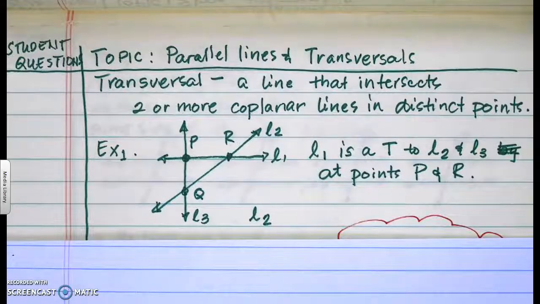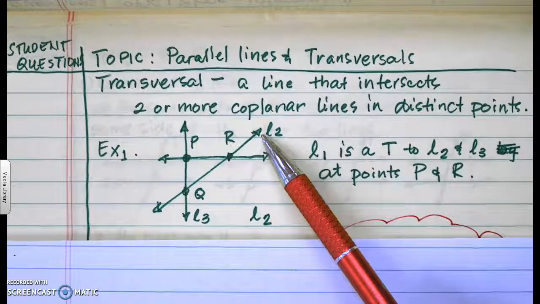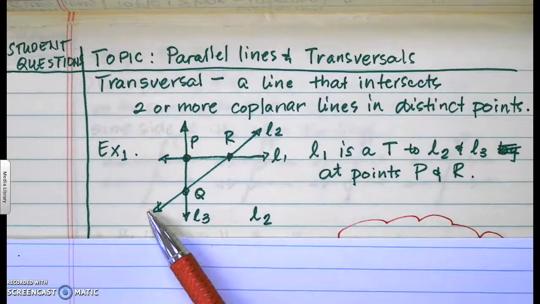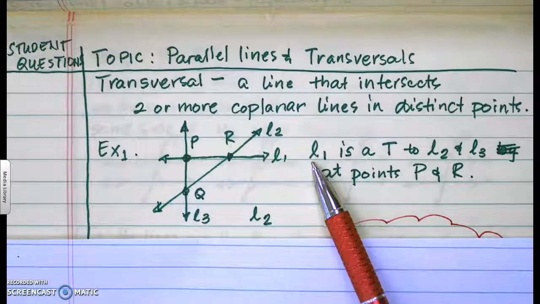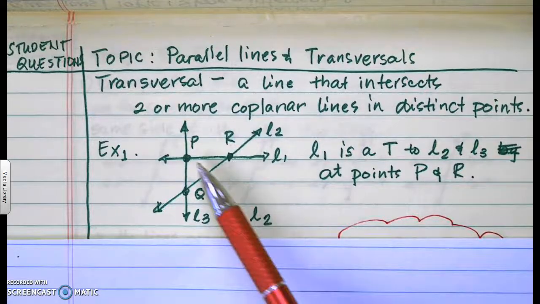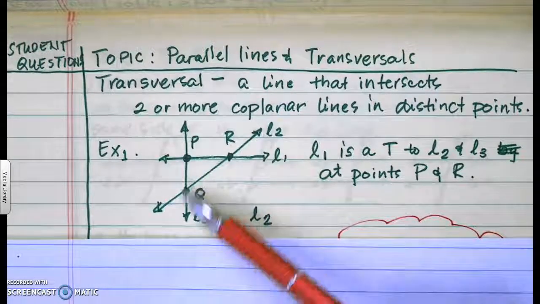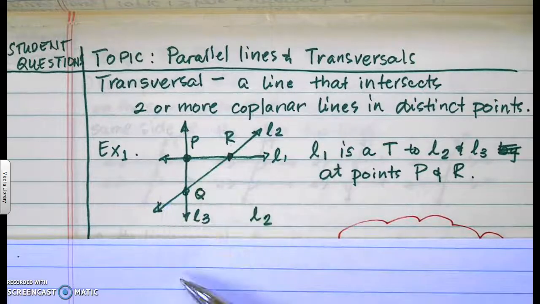Today we're going to discuss parallel lines and transversals. A transversal is a line that intersects two or more coplanar lines in distinct points, meaning in different points. As an example, line 1, line 2, and line 3 are intersecting in this manner. Line 1 is a transversal to line 2 and line 3 at points P and R. It's because line 1 is intersecting them in two different points.